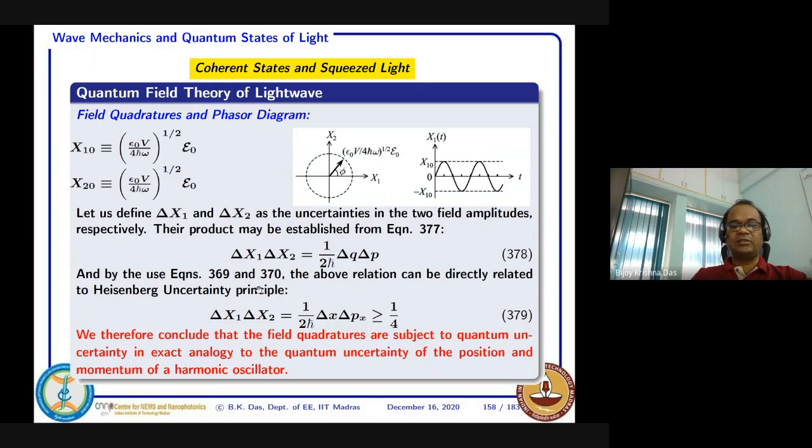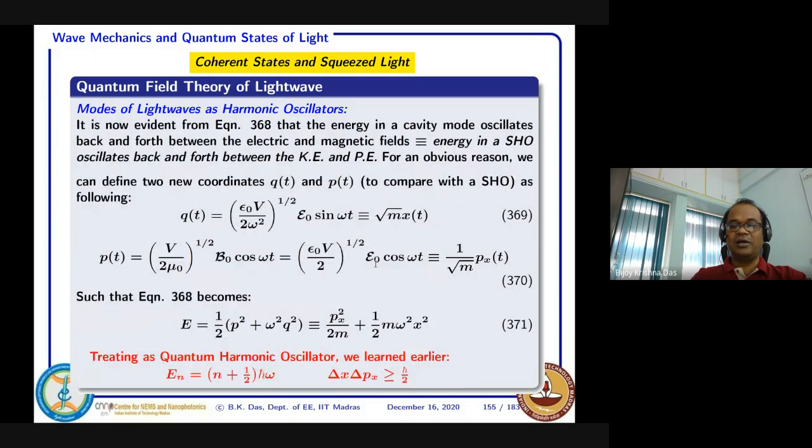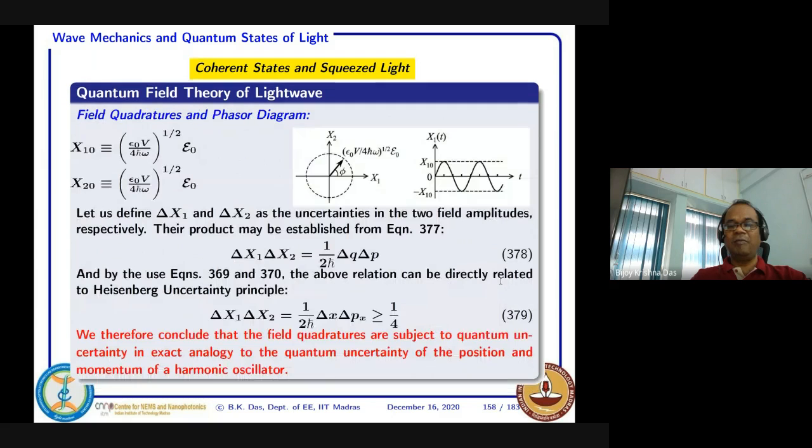By the use of equations 369 and 370, we can relate delta q and delta p to x and p. Delta q means square root of m delta x, and delta p means 1 by square root of m delta px. If you multiply them, the square root of m cancels, leaving delta x delta px. So delta q delta p is constructed such that it is directly equal to delta x delta px. That is what we mentioned here.